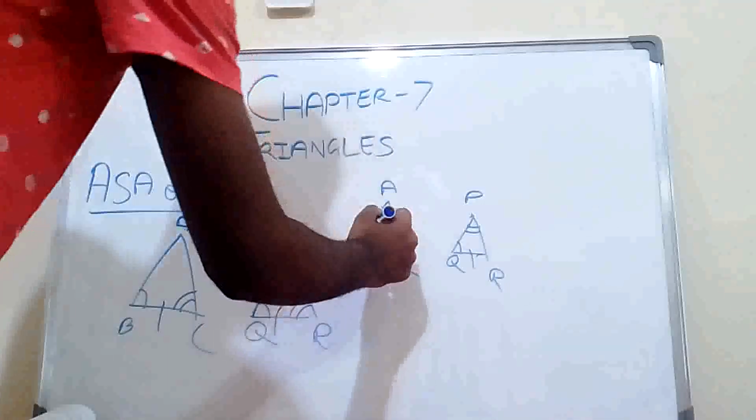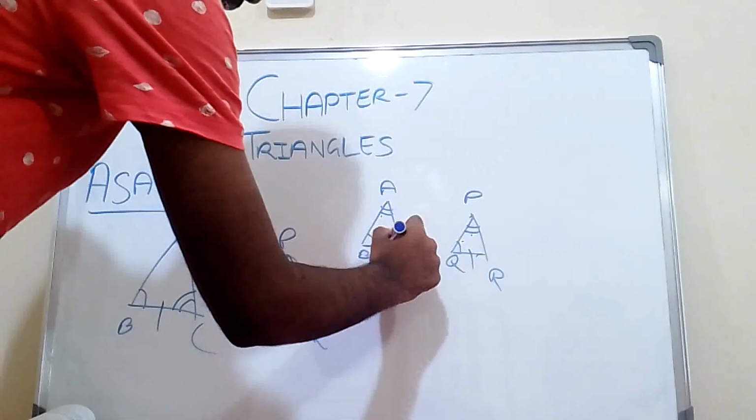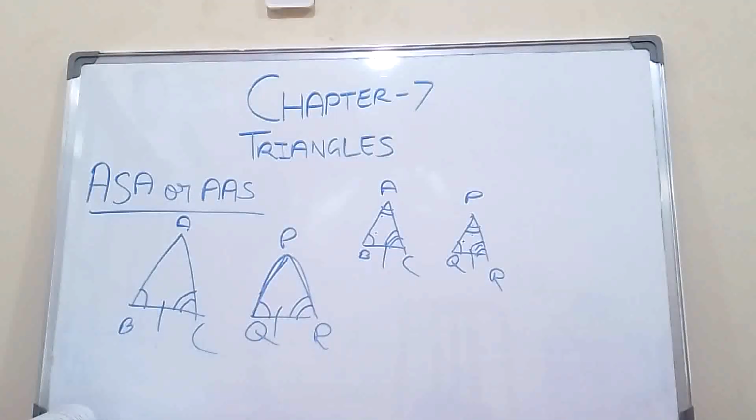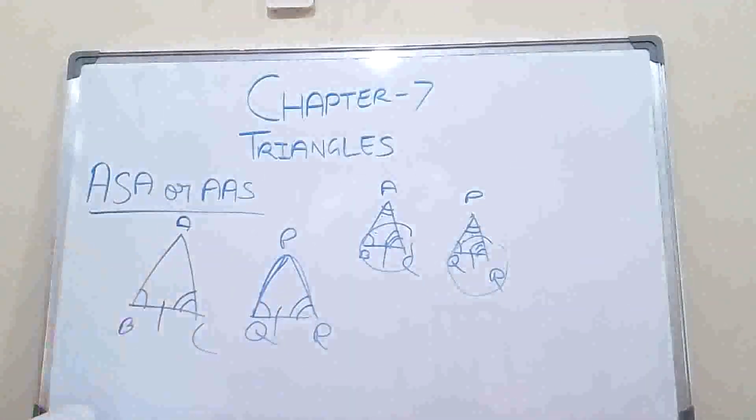By the angle sum theorem, if this angle is equal to this angle, and this angle is equal to this angle, even the third angle will be equal. Which means that if angle A is equal to angle P and angle B is equal to angle Q, then even angle C becomes equal to angle R, because the total angle is going to be 180 degrees. And if two angles are equal, then the third angle becomes equal. So using that, we can again use ASA.